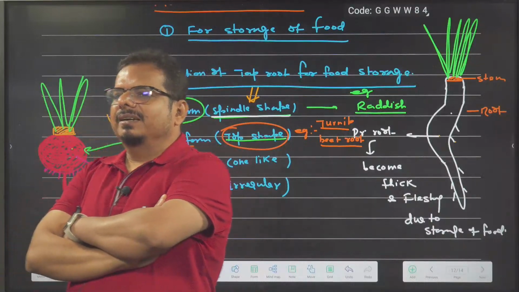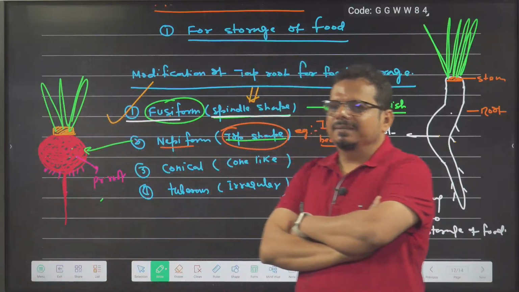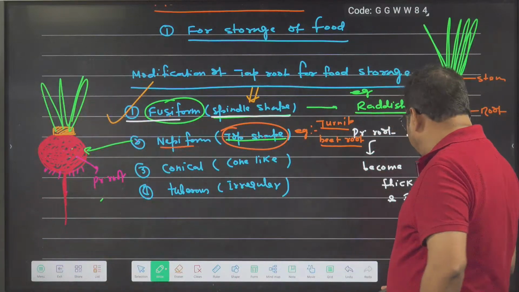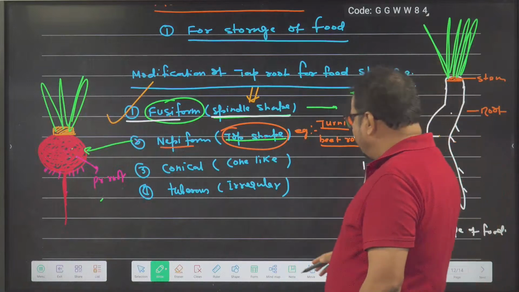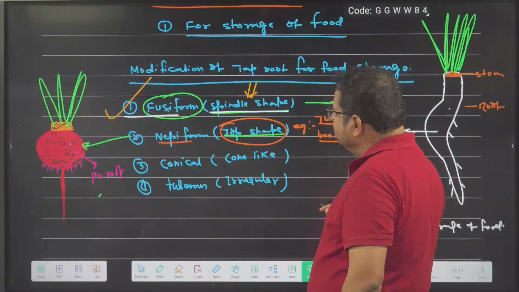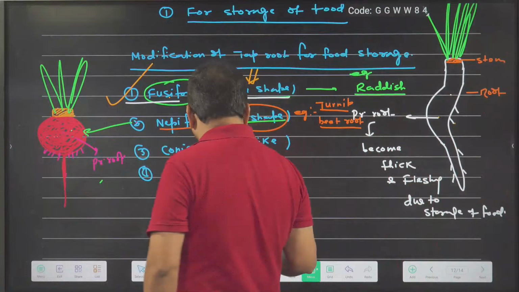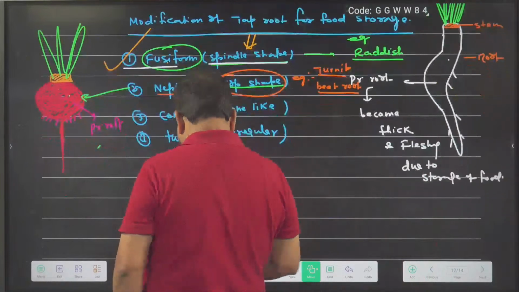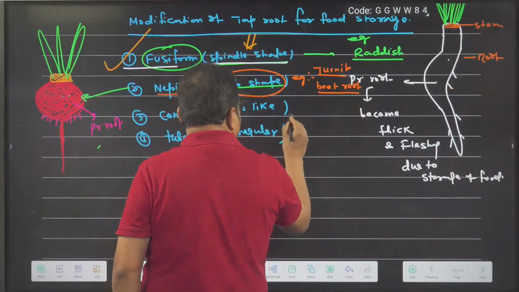Did you get the idea? Is it clear in the mind? Now we are going to talk about the third type. And the third type is basically conical. Conical type of root. It is cone-like. A beautiful example is carrot.